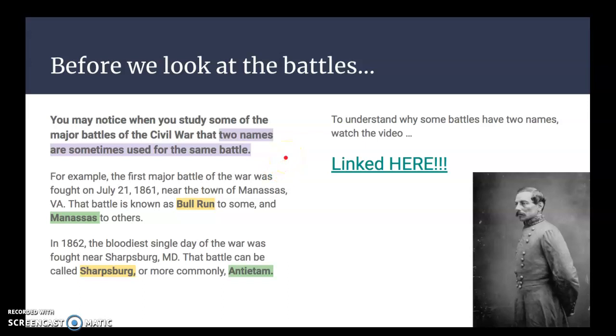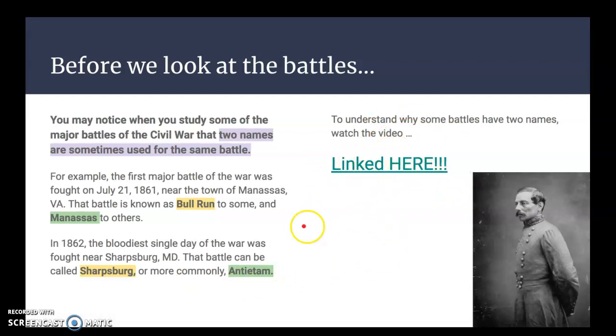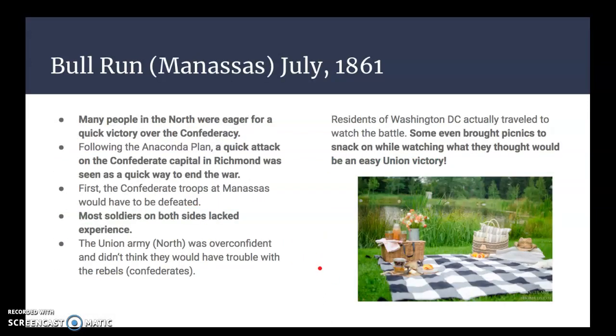So before we start looking at some of these battles, you may notice when you study them that oftentimes they have two different names. For example, the first major battle of the war was fought near the town of Manassas, Virginia, and that battle is known as Bull Run to some and Manassas to others. A little over a year later, the bloodiest single day of the war was fought near Sharpsburg, Maryland. That battle can be called Sharpsburg or more commonly Antietam. There is about a minute-long video explaining how it comes to be that some of these battles have two different names. It's pretty interesting and very brief, and you're going to need to know that.